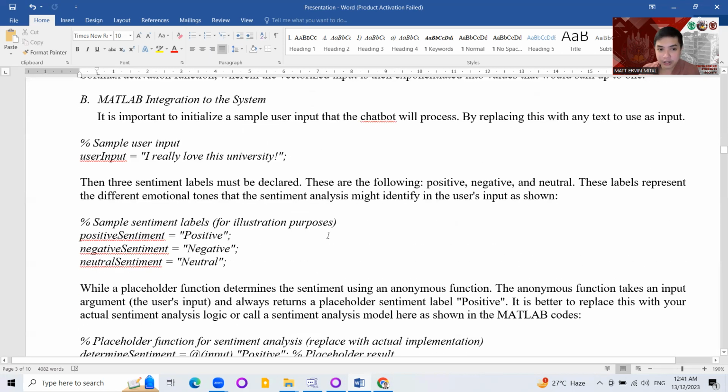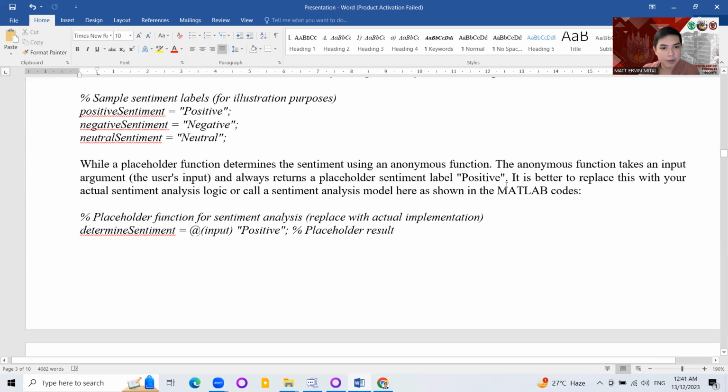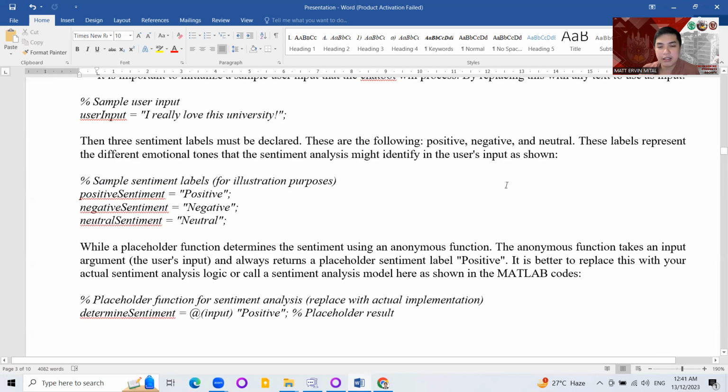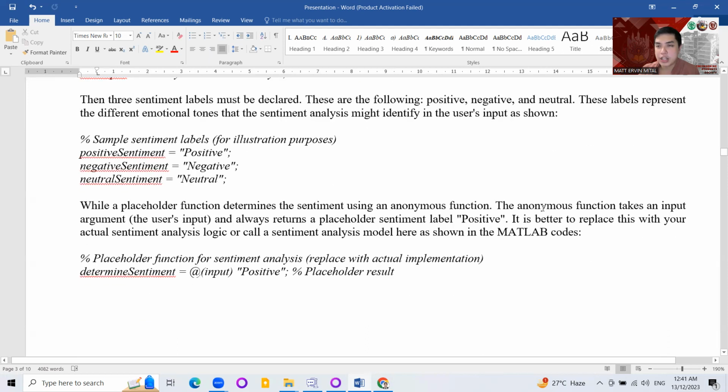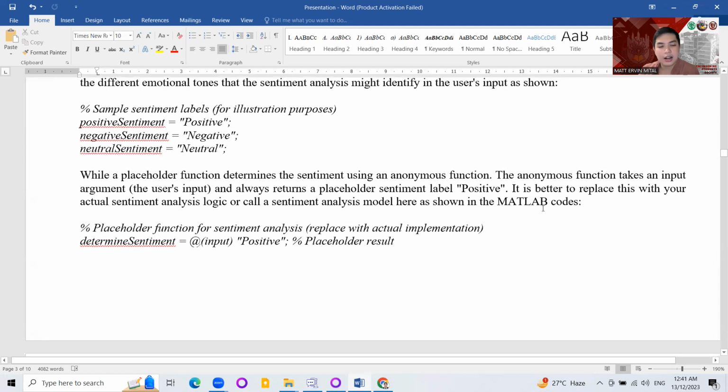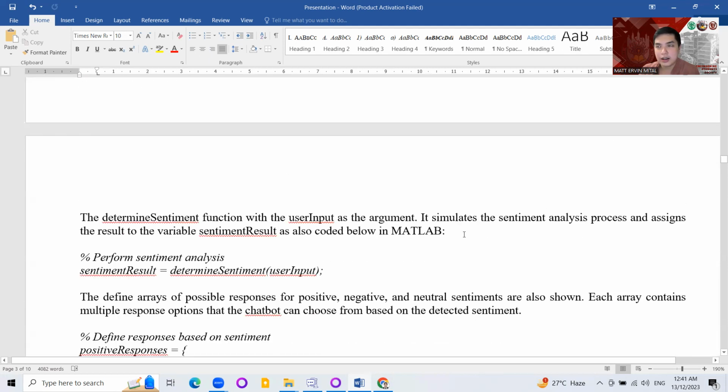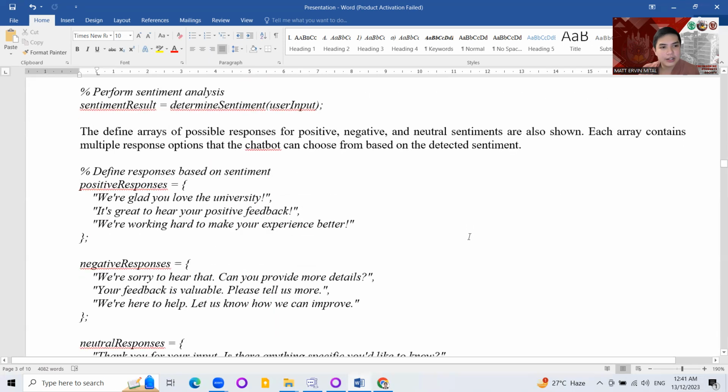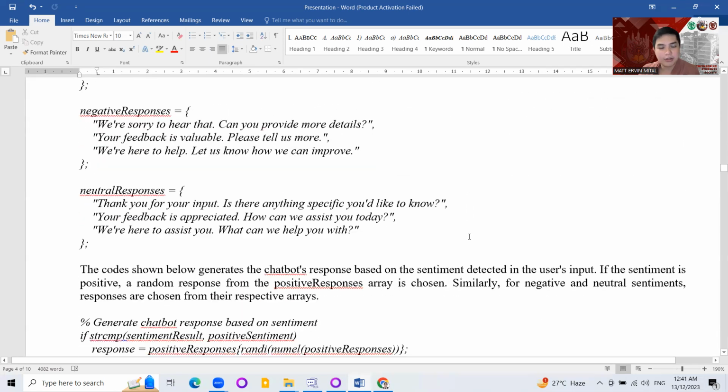Let me just scan through the codes that were used in this paper. Okay, so this is the MATLAB integration to the system. One of the important parts here would be understanding the input. Is the question positive, negative, or neutral? These are categories that could help the chatbot to answer the questions correctly. Okay, let me just skim through it.